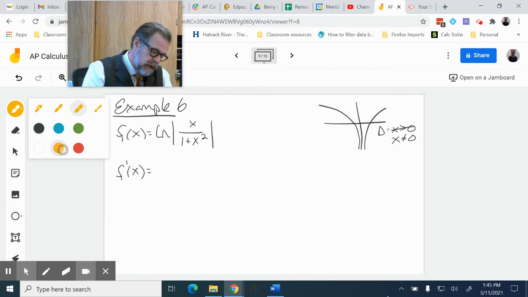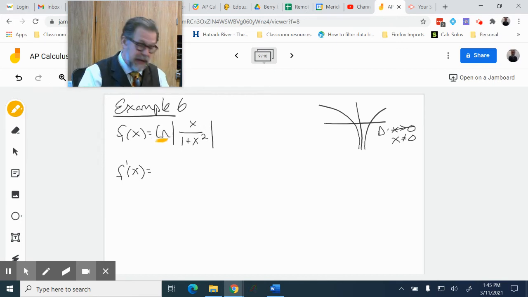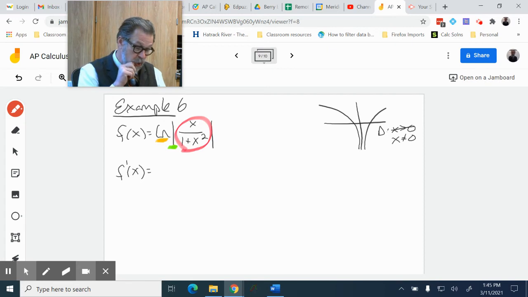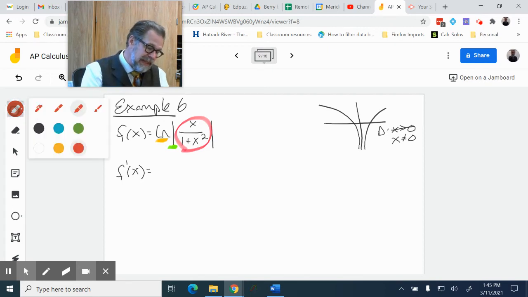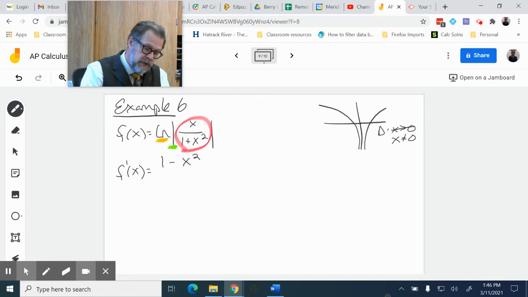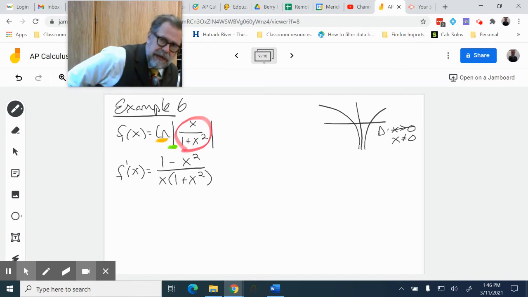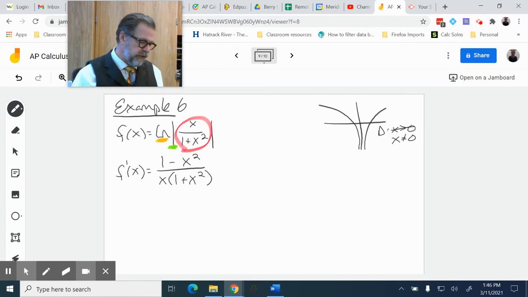Okay, derivative. So I am going to tell you the derivative. I'm going to tell you that my outer function is natural log, that my middle function is absolute value, that my inner function is x over 1 plus x squared. I am going to let you, if you are interested, come up with the derivative by working your way through it. And what I am going to tell you is that the derivative of this function is 1 minus x squared over x times 1 plus x squared. At this point, you should be able to find that derivative, and I don't want to subject you to all the algebra involved in finding this.